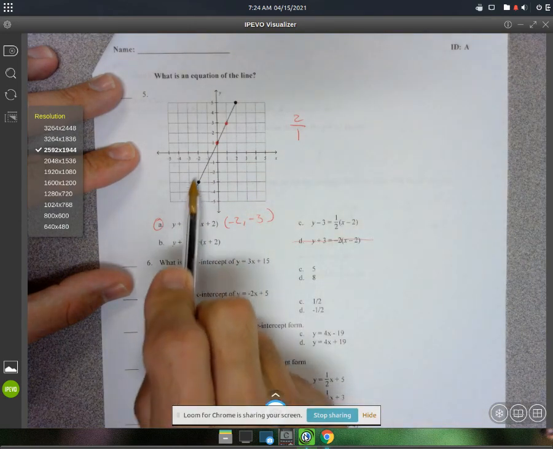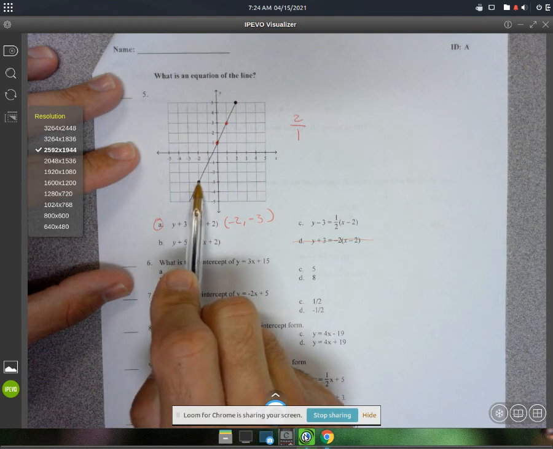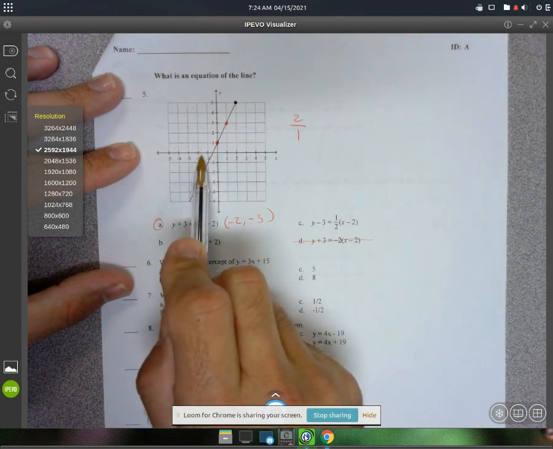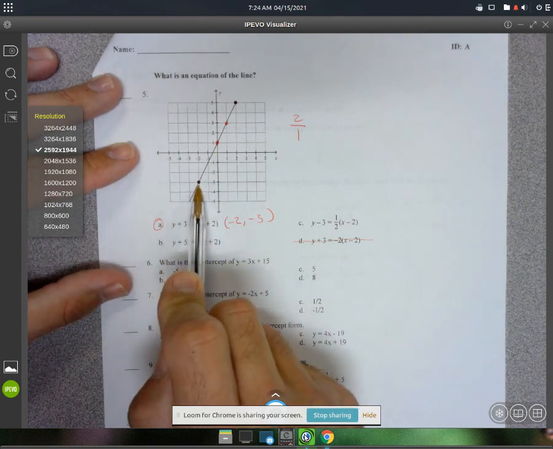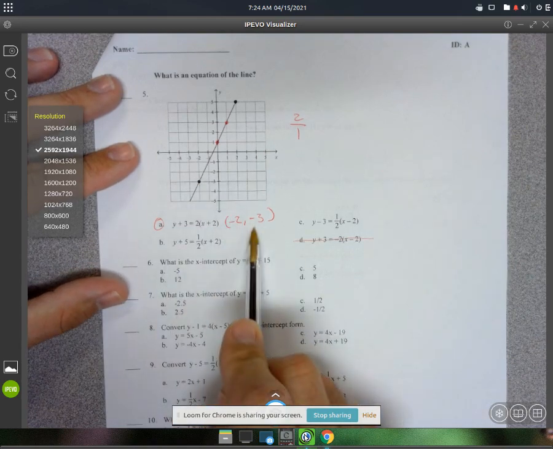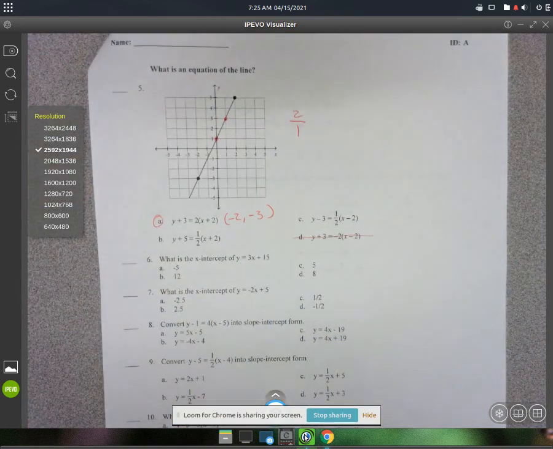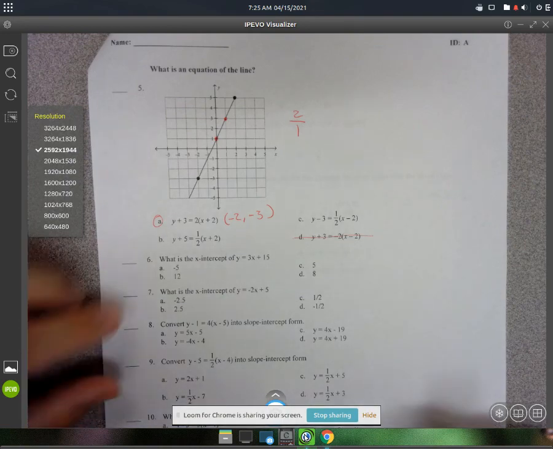And so you can tell by that point right there, it's 2 to the left and then down 3. So the coordinates for that point are negative 2, negative 3. All right. Let's see here. 5, good. 6, 7. All right.